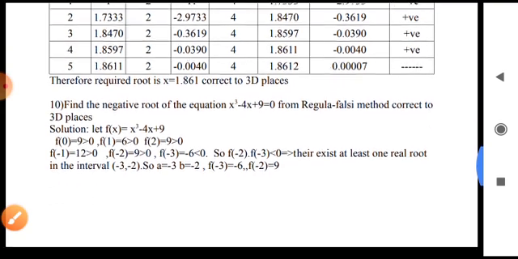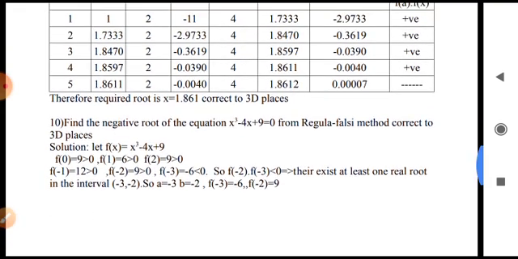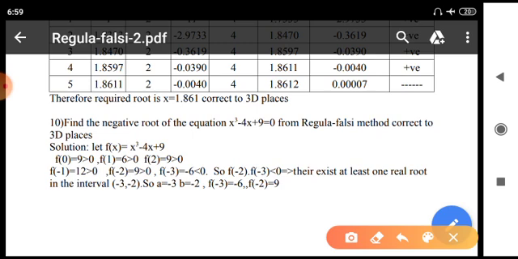Now we move on to the next problem, the 10th one. Find the negative root of the equation x cube minus 4x plus 9 equal to 0 from the regula falsi method correct to 3 decimal places. So let us start with f of x, which is x cube minus 4x plus 9. Now we have to find a and b values. We have to find negative roots.